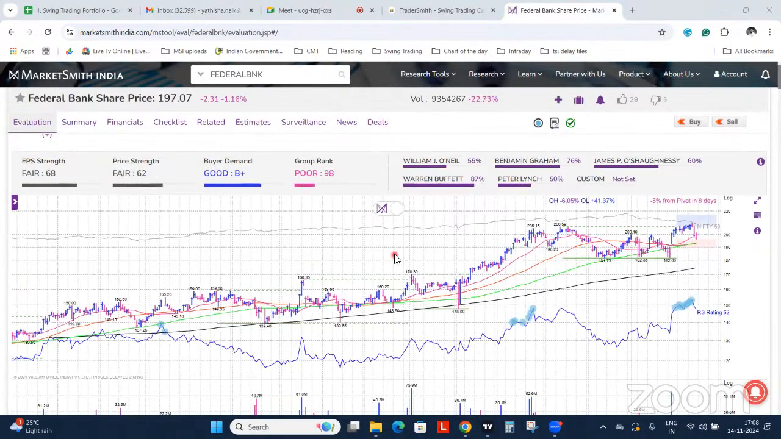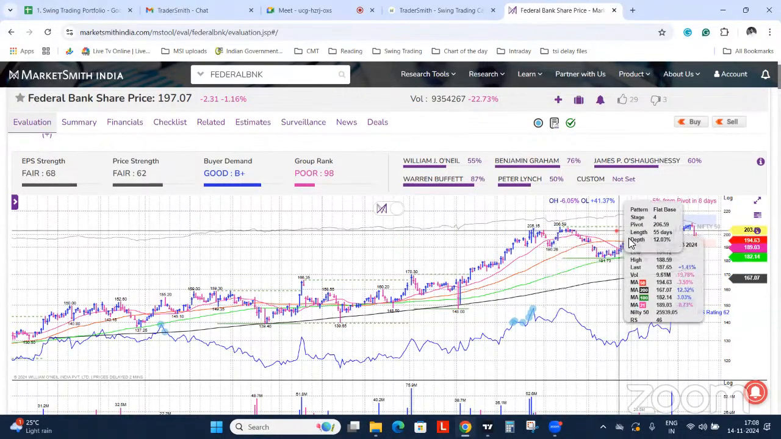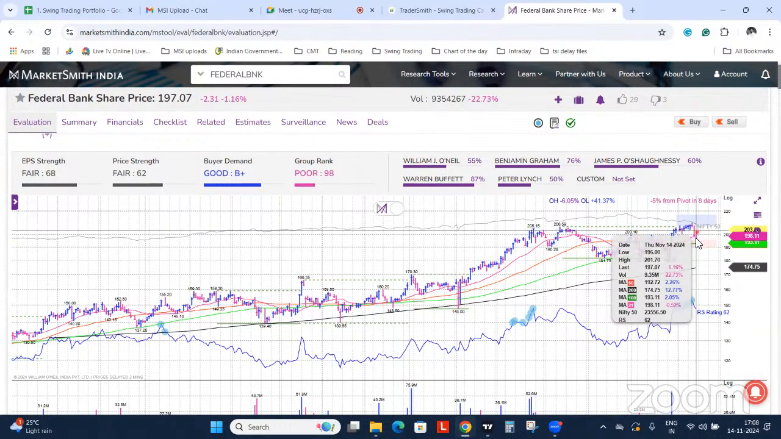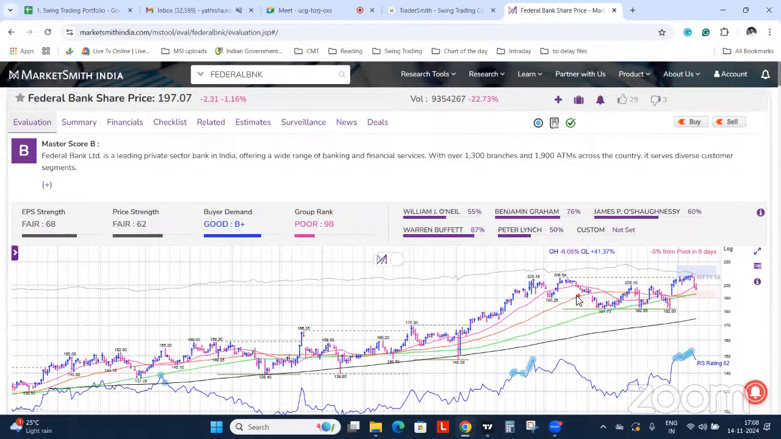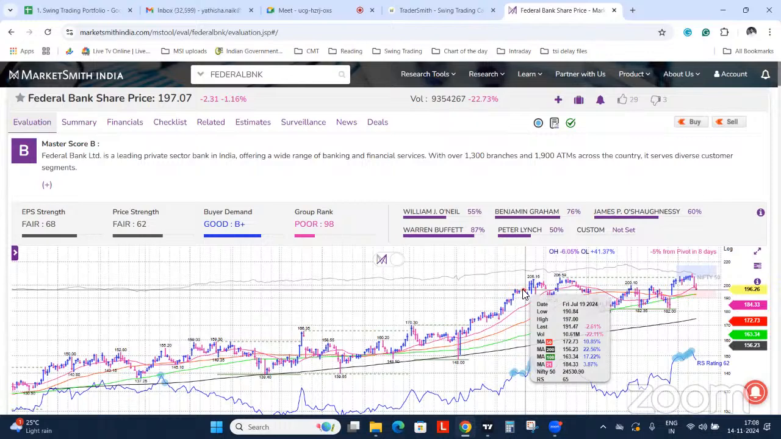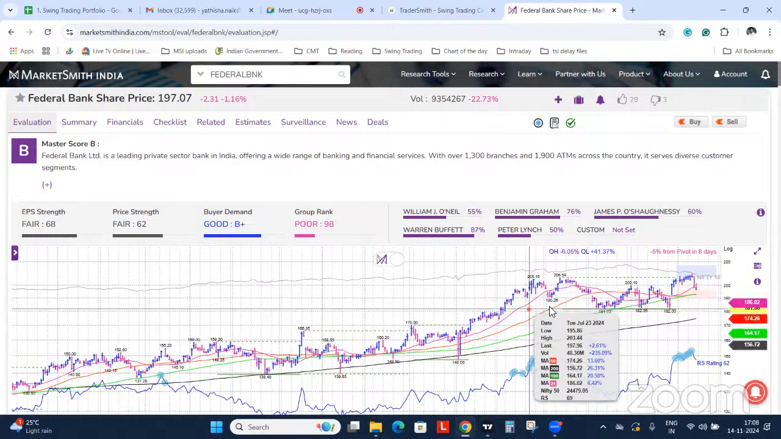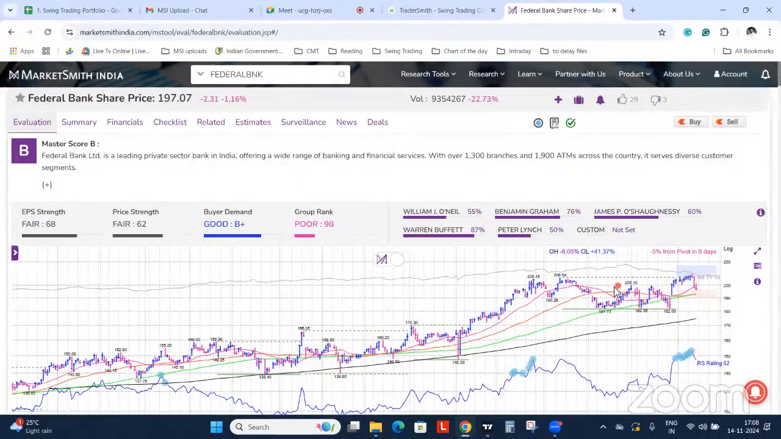So Federal Bank, the stock has given a breakout from that flat base pattern. However, due to the overall market, the stock has been witnessing some profit booking. It is a fundamentally very good stock, but right now it has strong support around the 195 level. If that level breaks and it closes below 195, then the stock might consolidate a little more in the range around 180. So we might see that in the coming days.